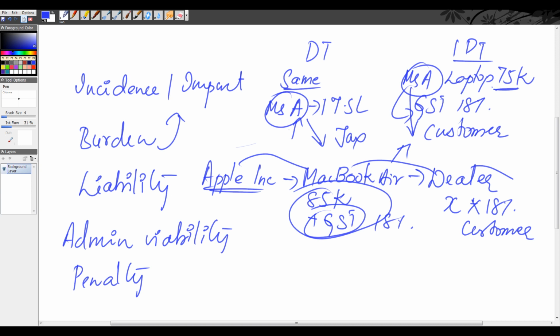Then administrative viability. So this is interesting because who collects the tax when it comes to direct tax? The collection is actually made by the income tax department. So they are in charge of the collection of direct taxes. So if someone has not paid income tax, let's say there is Mr.